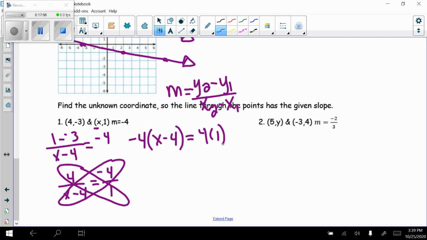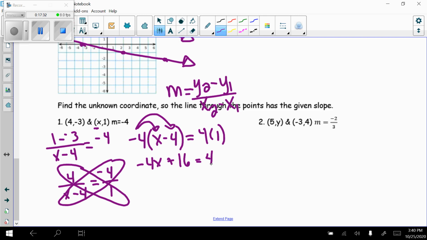And remember, it doesn't matter which one I wrote first. I could have put 4 times 1 equals negative 4 times, in parentheses, x minus 4. It doesn't matter the order that you write it in. So now to solve this, I need to go ahead and distribute. So negative 4 times x gives me negative 4x. Okay, I'm just distributing here. Negative 4 times negative 4 gets me plus 16 equals 4.